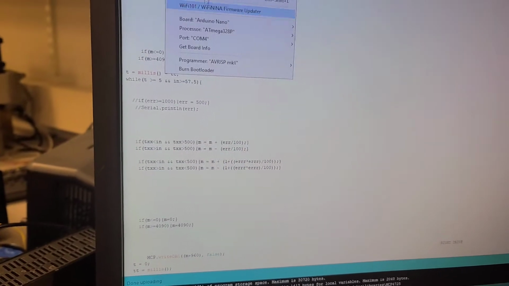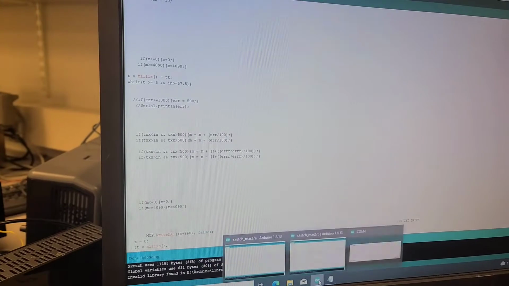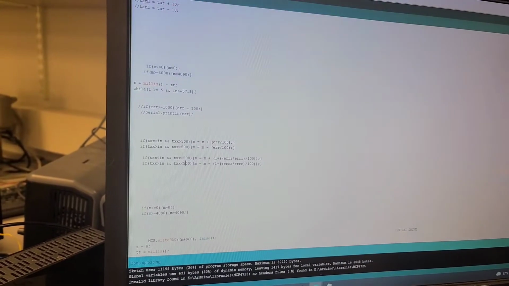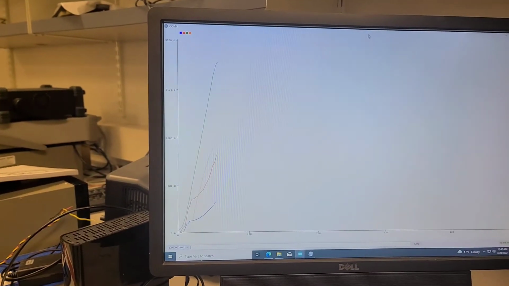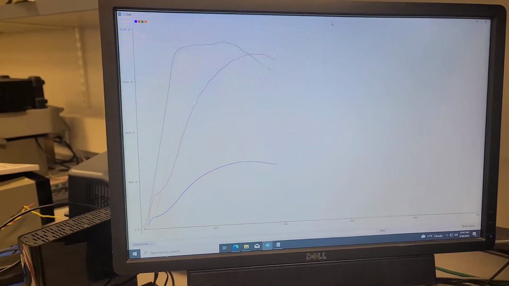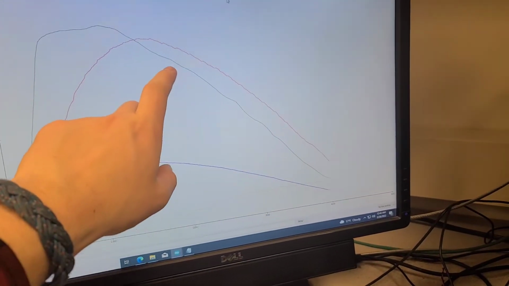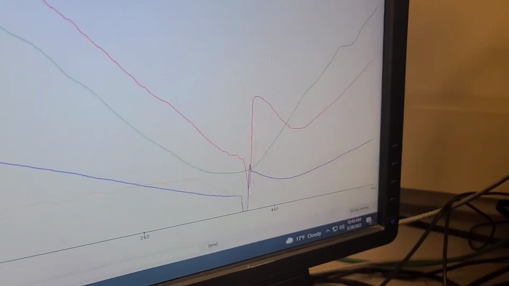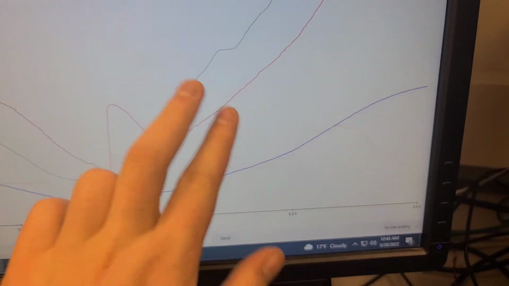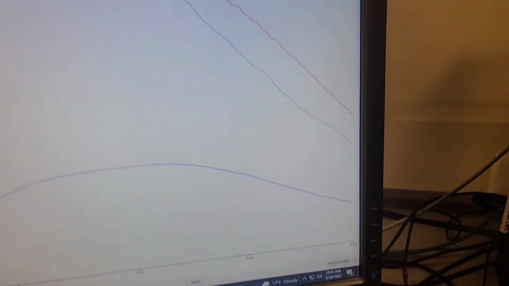Oh, already open. What the hell? So now there's the error, there's the input, there's the desired, and there's the real. Whoa, look at that, that was weird. But you can see the desired and the real are pretty similar, and they cross.